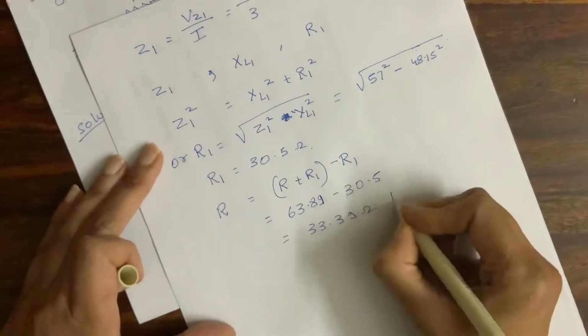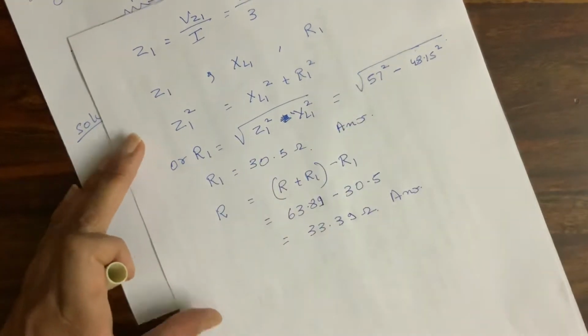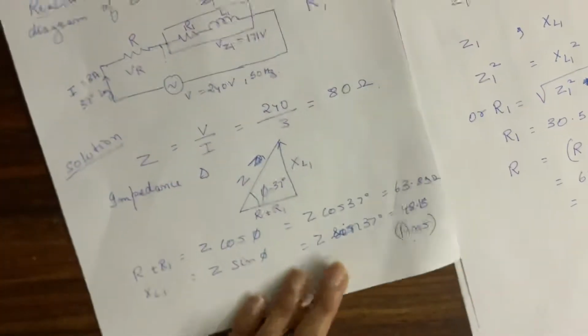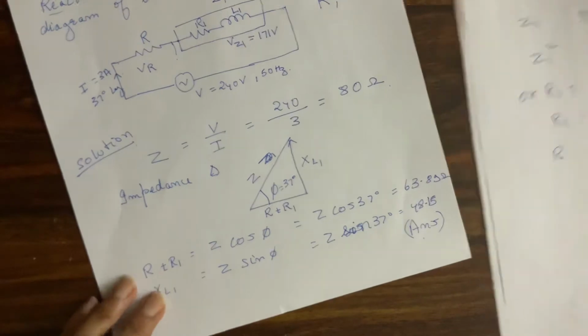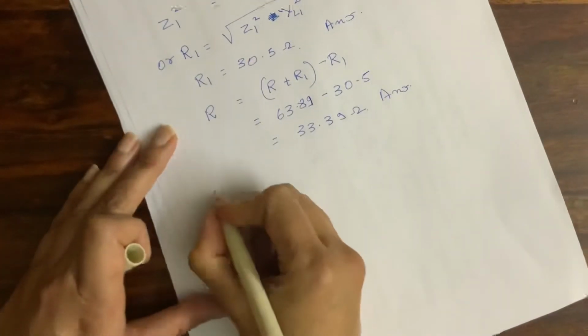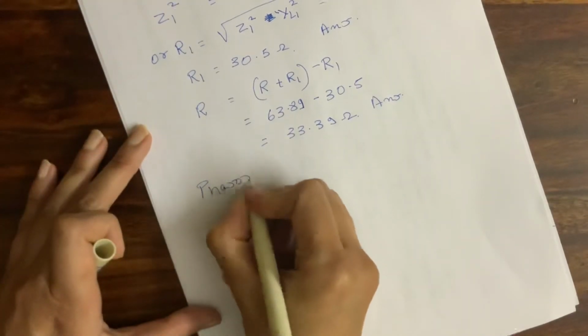So we find this is the answer. This is the answer, and we find the XL value. So this is the answer. Hence we find the answer which we wanted, XL1, R and R1. Now the phasor is remaining in the question. Let's see the phasor part.